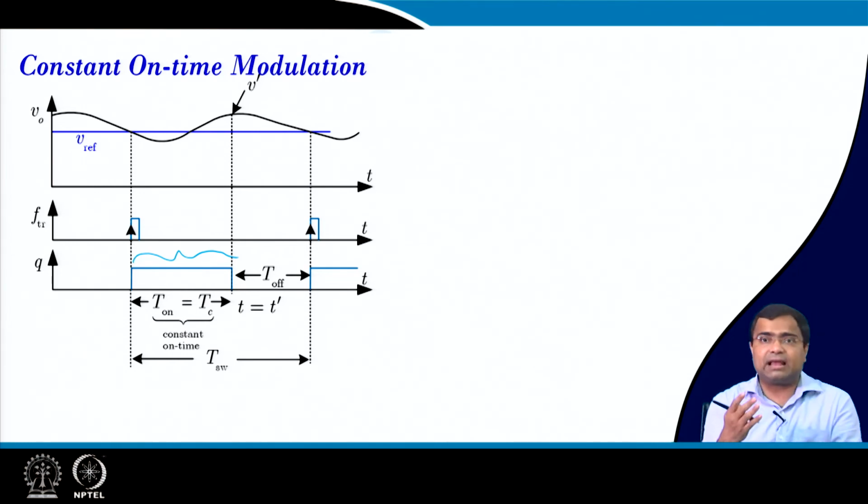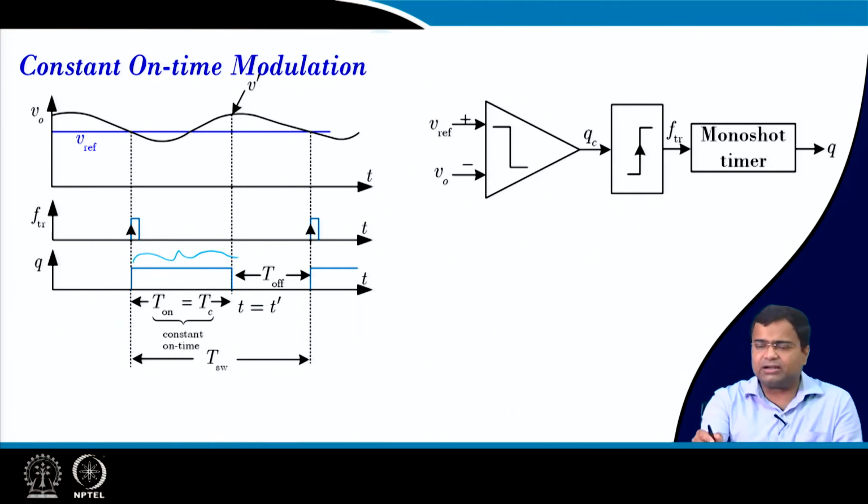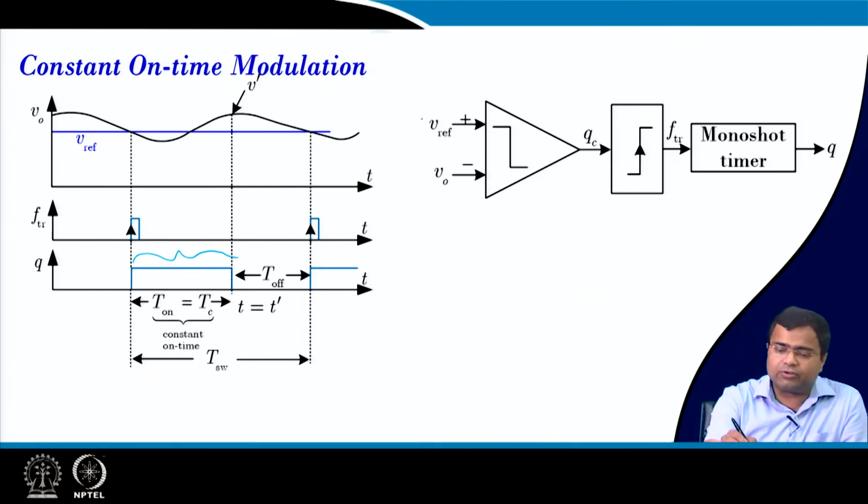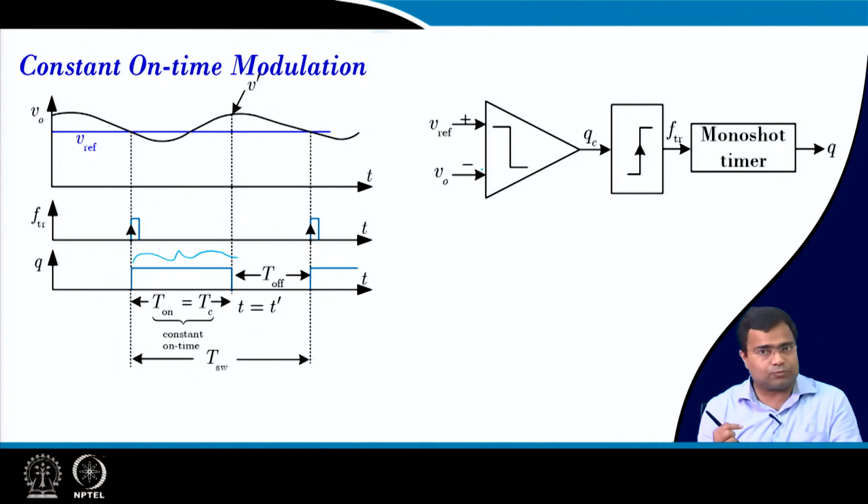Once the timer has elapsed, the switch will be turned off again and the voltage will start falling after some time. And this is the fundamental modulation block, where we compare the reference voltage directly with the output voltage, then the comparator output will go to the monoshot timer, and then the monoshot timer will turn on the switch.